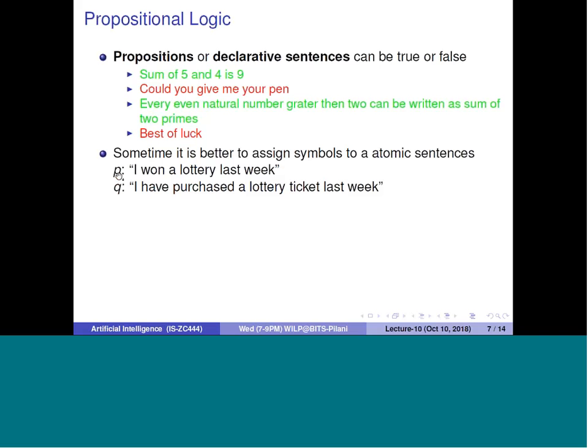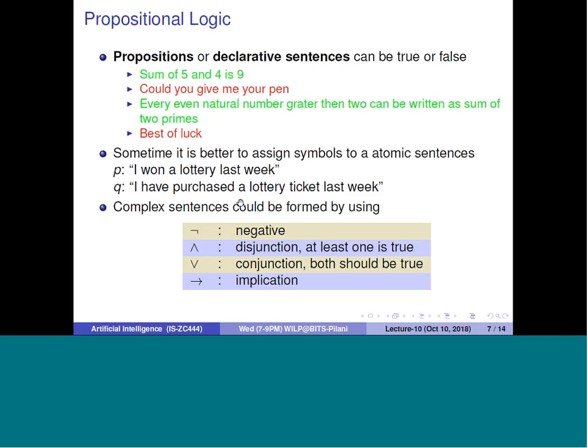So what does it mean whenever I say P or Q? P and Q can have the values true and false. You can sometimes form complex sentences using operators. For example, if I put a minus sign, it becomes a negation. If I put a caret, it becomes a disjunction, where at least one should be true. Then we have the V sign, the conjunction sign, and then we have the implication. These things we can apply, and we can see that there is some relationship.